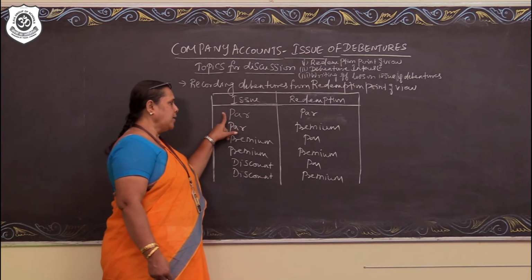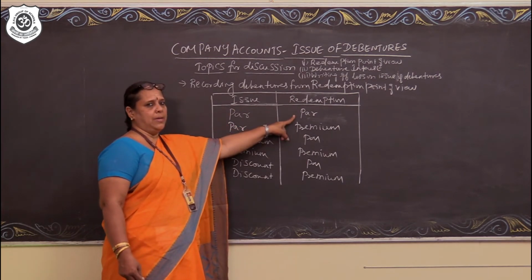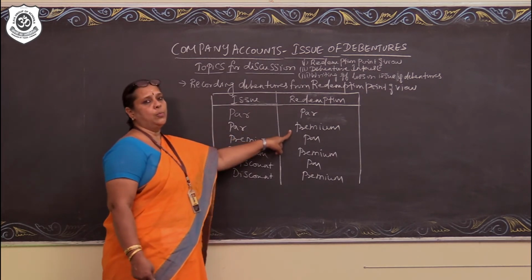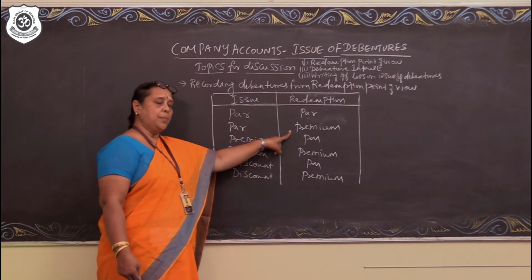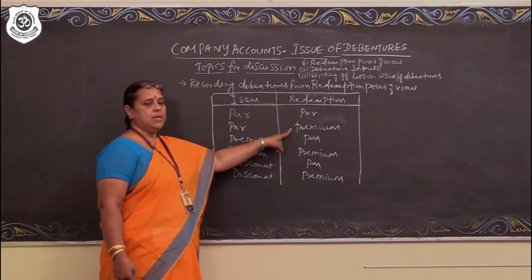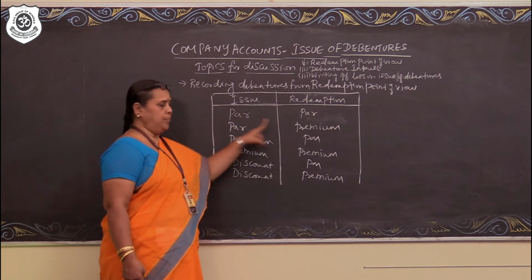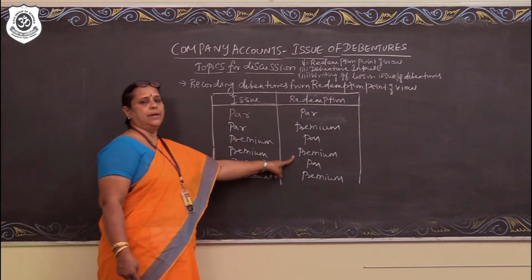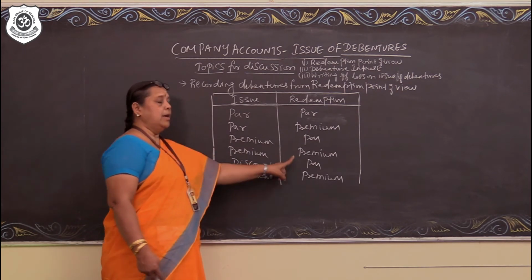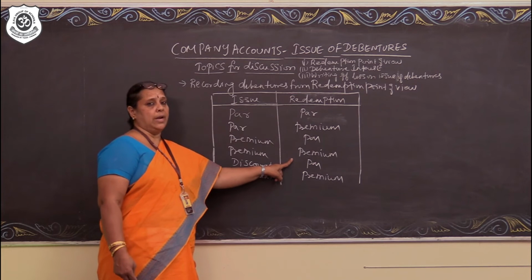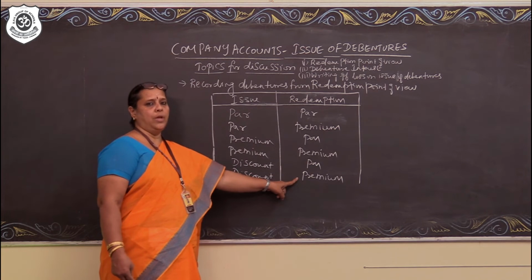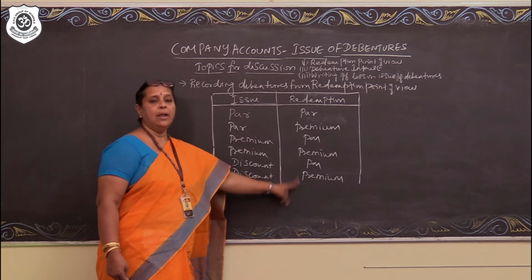So, 100 rupees the company receives, 100 rupees the company repays: issued at par, redeemable at par. 100 rupees the company receives, 110 rupees the company is going to repay: issued at par, redeemable at premium. Receives 110, repays 100 rupees: issued at premium, redeemable at par. Receives 110, repays 110: issued at premium, redeemable at premium. Receives 90, repays 100: issued at discount, redeemable at par. Receives 95, repays 105: issued at discount, redeemable at premium.